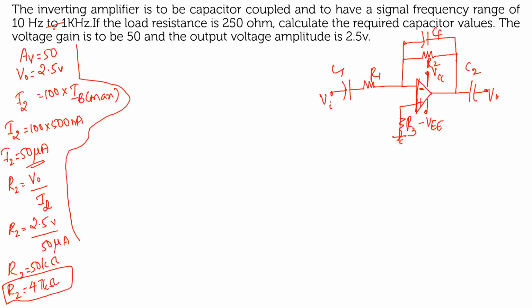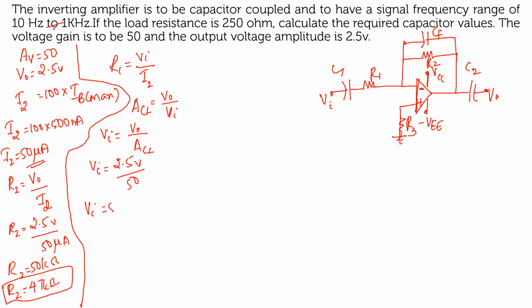Now what will be your R1? R1 will be equal to VI divided by I2. How can you find out VI? The closed loop gain ACL is equal to V0 divided by VI. So from this, VI is equal to V0 divided by ACL. What is your V0? 2.5 volt. What is your ACL, which is given as 50? So VI will be equal to 50 millivolt, right? So you can find out R1. R1 is equal to 50 millivolt, that is VI, divided by I2, which is again 50 microampere. So R1 will be equal to 1 kilo ohm.